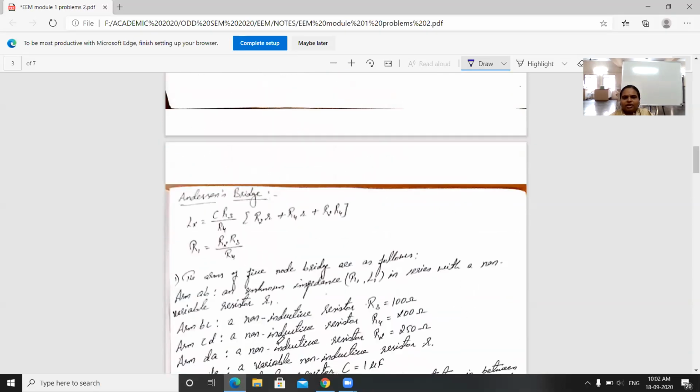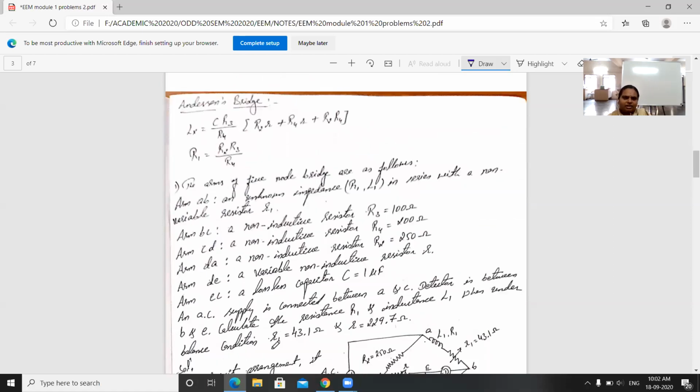Okay. Then we go with the solving of the Anderson's bridge. In the Anderson's bridge, these are all the basic equations. Lx is equal to C into R3 divided by R4, times R2 small r plus R4 small r plus R2 R4. R1 is equal to R2 R3 divided by R4.